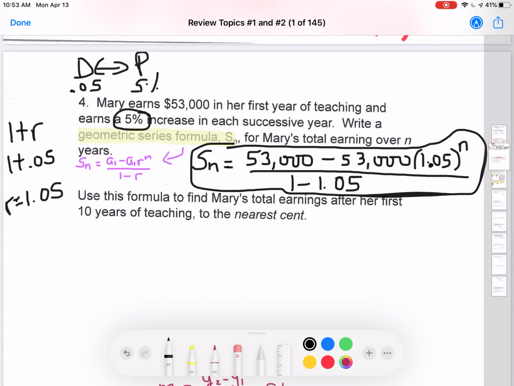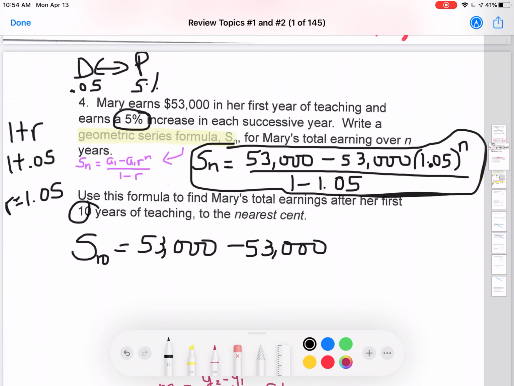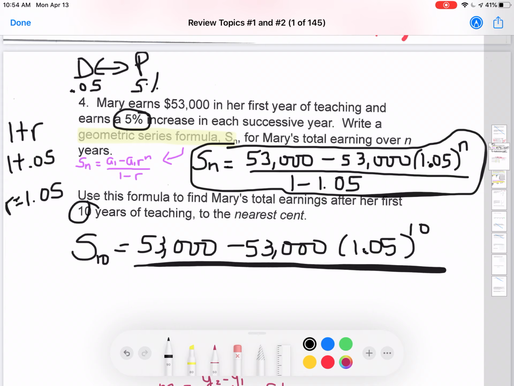Now the next part. Use the formula to find her total earnings after 10 years. So now we'll just substitute n in. So S sub 10 equals 53,000 minus 53,000 times 1.05 raised to the 10th over 1 minus 1.05. Throw that in your calculator carefully. Please make sure you guys do that with me.